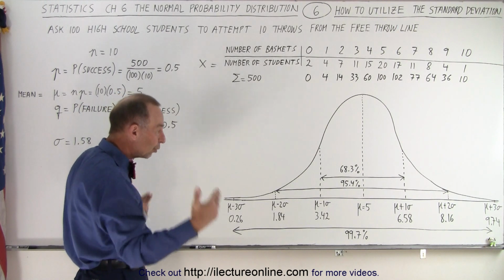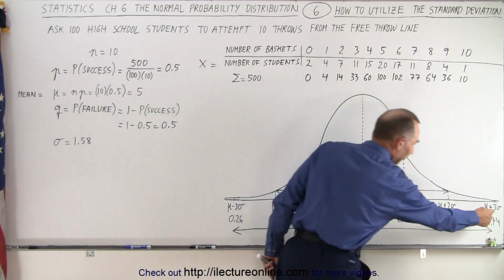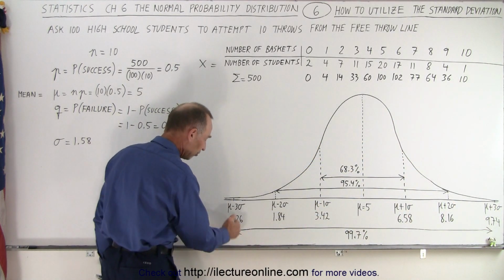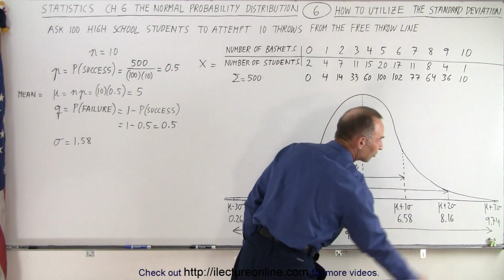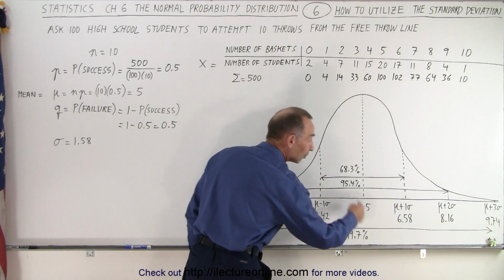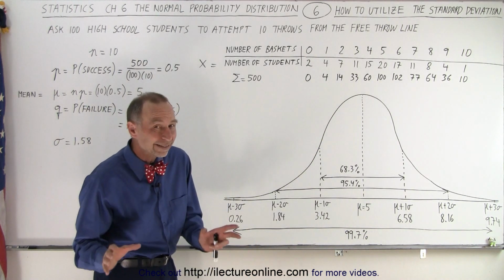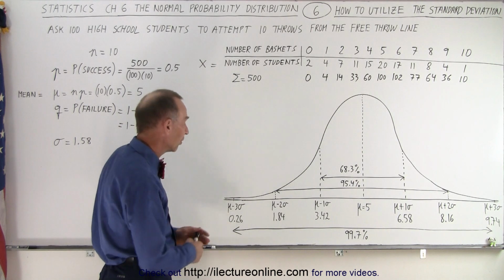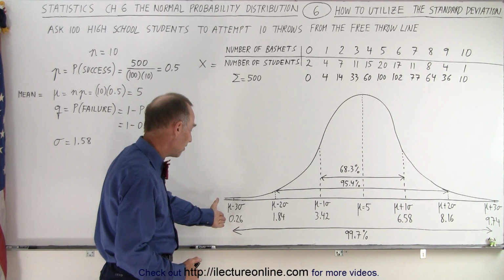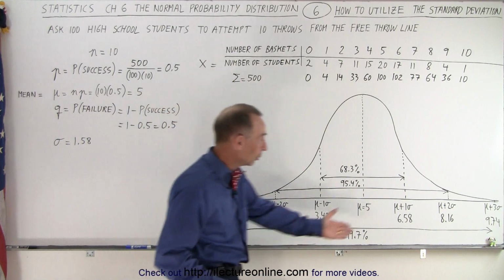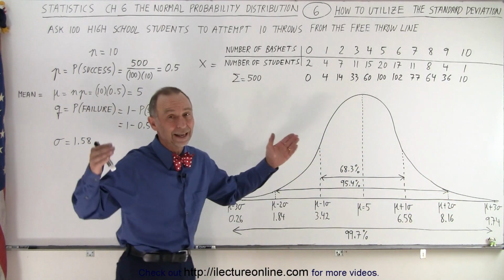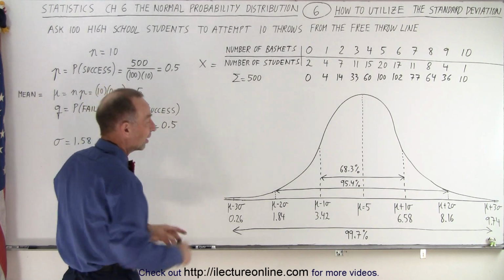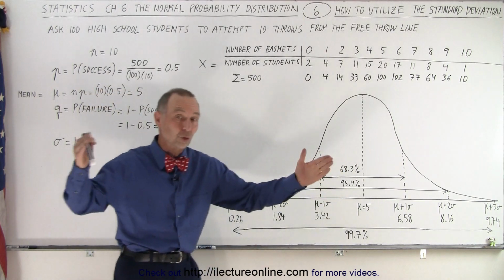And then if we take it one more step further and we add 3 sigma to the mean and subtract 3 sigma from the mean, now we have a range of 0.26 to 9.74, which means that 99.7%, that would be 997 out of 1,000 participants, will score between those two values. So in other words, we expect the range to be from 0.26, essentially 0, all the way to 9.74, which is essentially 10, and our normal probability distribution predicts that virtually 100%, almost 100% of students will score within that range of baskets.